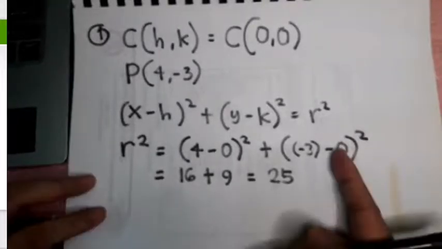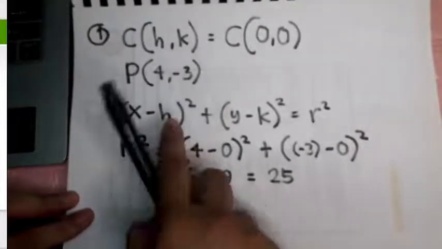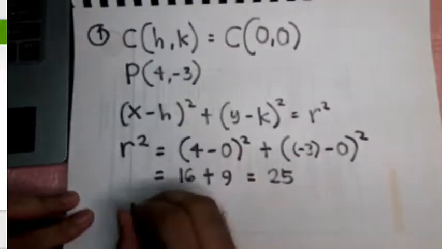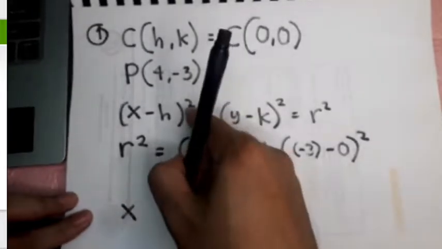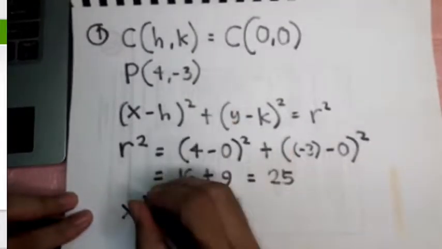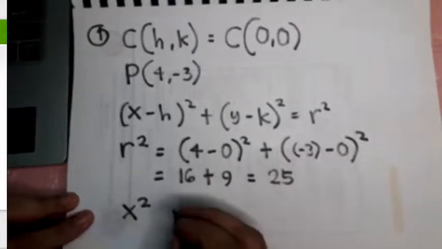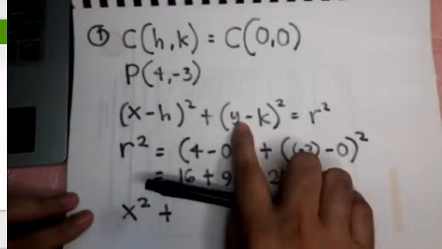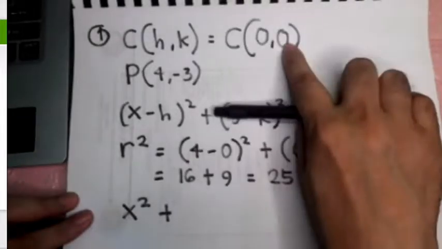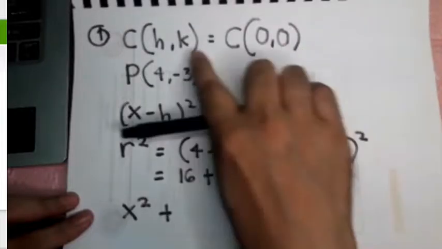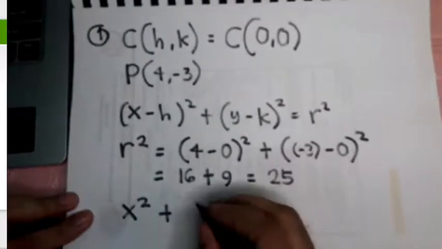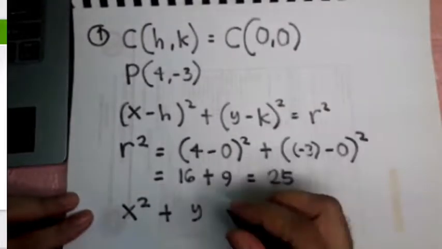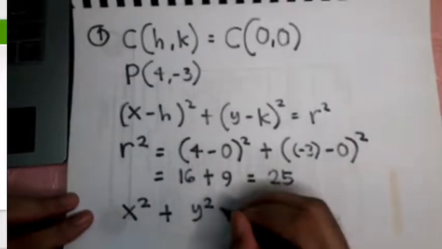So just plug in x minus h, where we know h is 0. So x minus 0 is x, squared. And y minus 0, because k is 0, is y squared. So you put in the squares and it equals r squared, which is 25. So this is our answer. Okay? Are you okay? So this is our number 1.